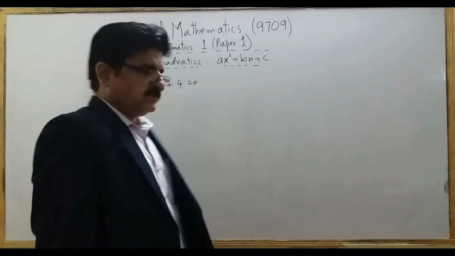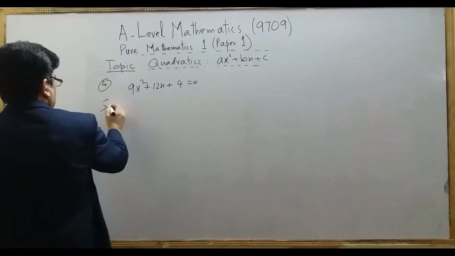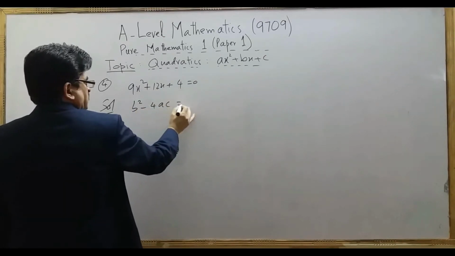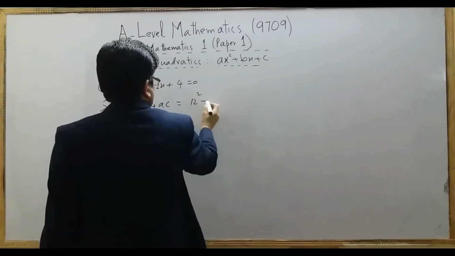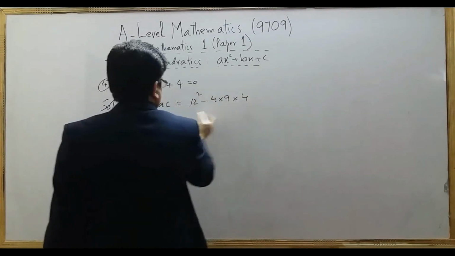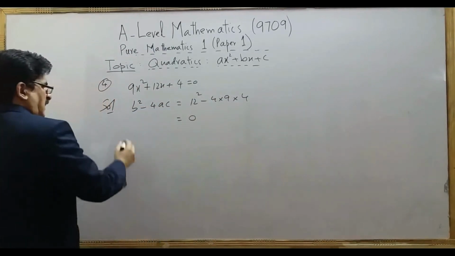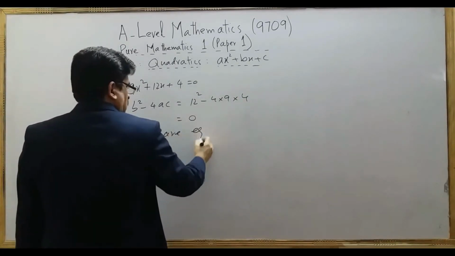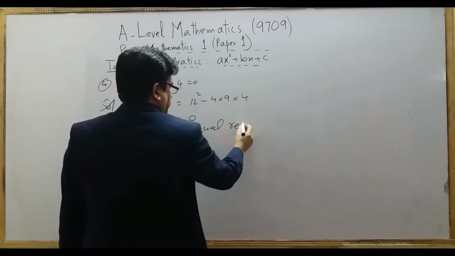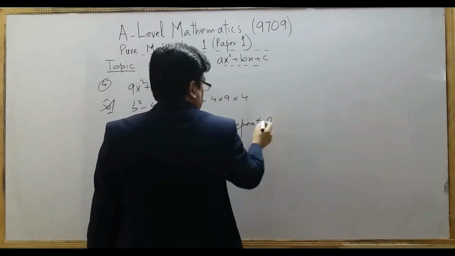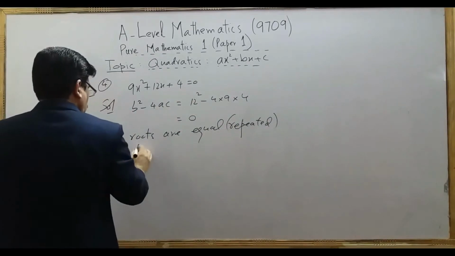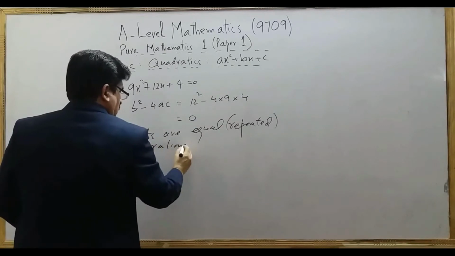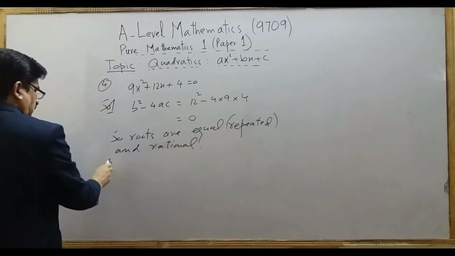Okay, next example 4. Solution is the discriminant b square minus 4ac. You check that this is 0. Again, so roots are equal, or you can write repeated, and rational. And rational, of course, they will be real as well.